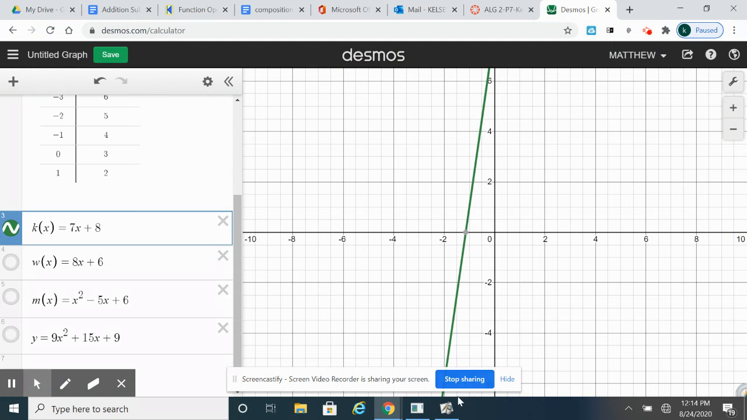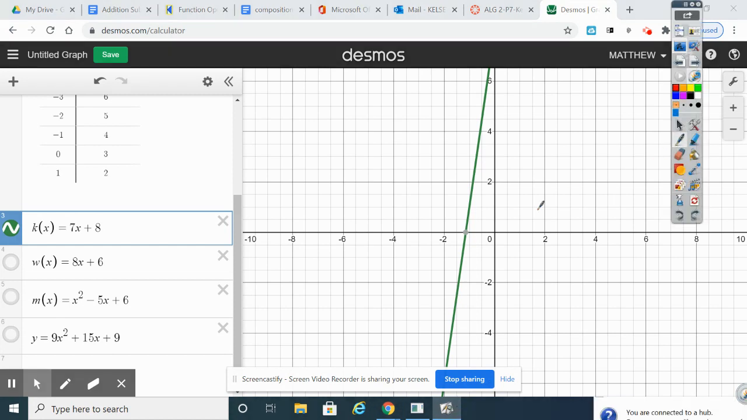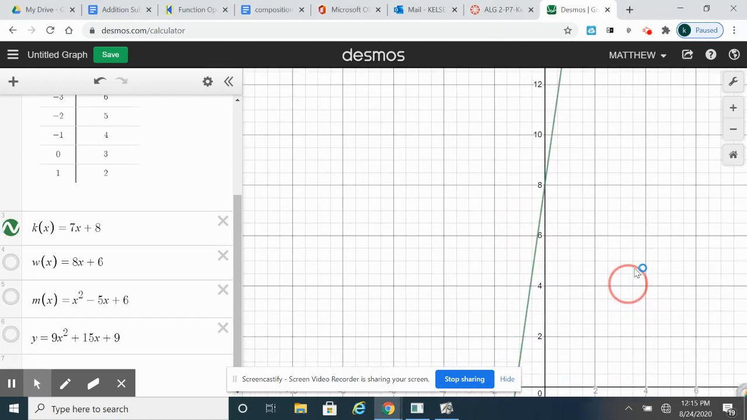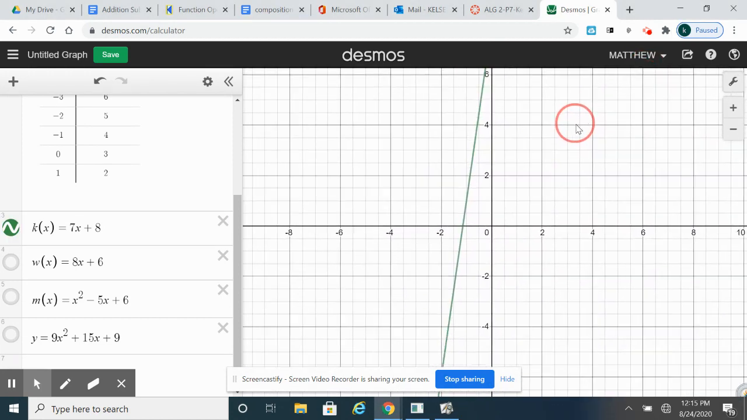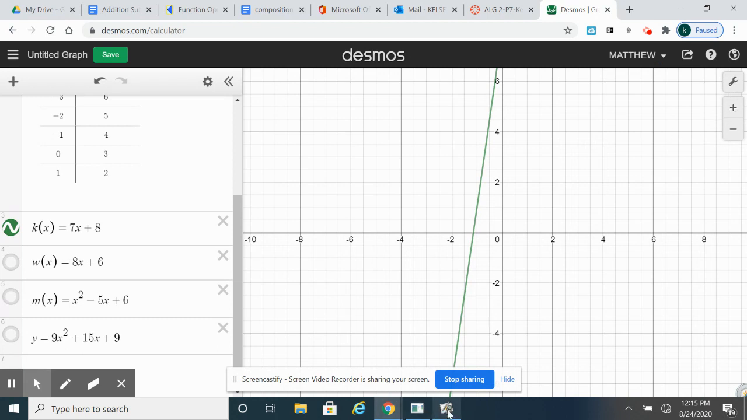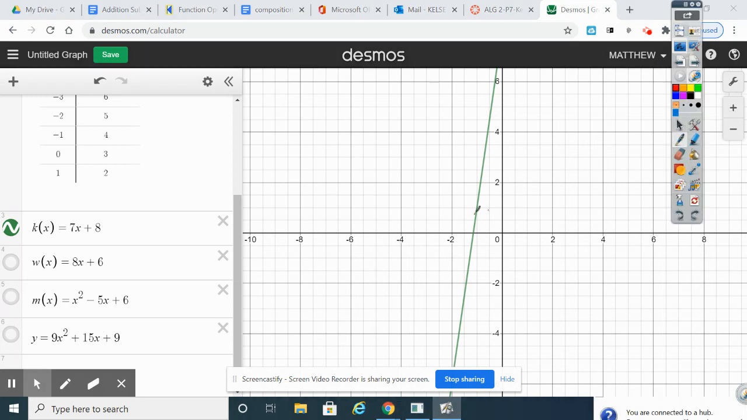Domain means start looking at the x-axis. How far left and how far right does it go? Well, if I start moving along this line to the left, it goes off the screen. If I start moving along this line to the right, it goes off the screen. I can move this thing around and look all over the place, and this line looks like it's never going to stop. So the idea is it's going forever in both directions. It's going left forever, and that's towards negative infinity, and it's going right forever, and because it doesn't stop, that's also infinity.